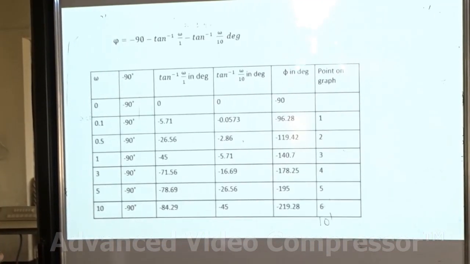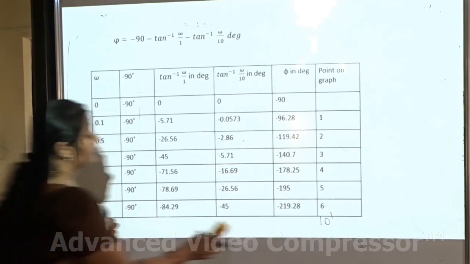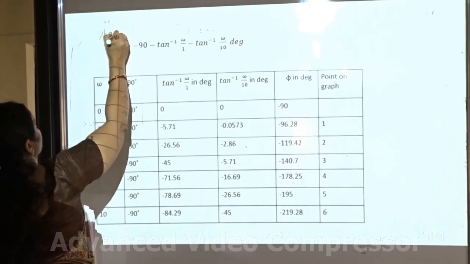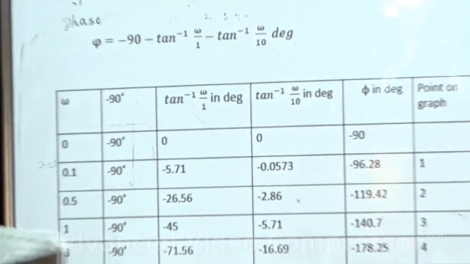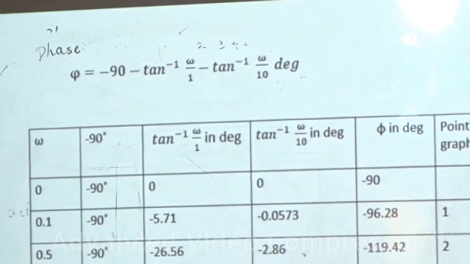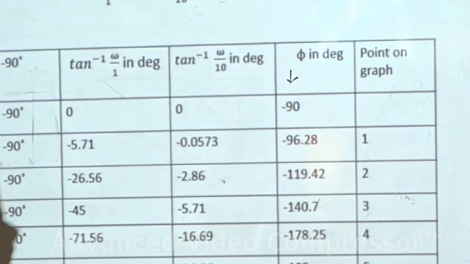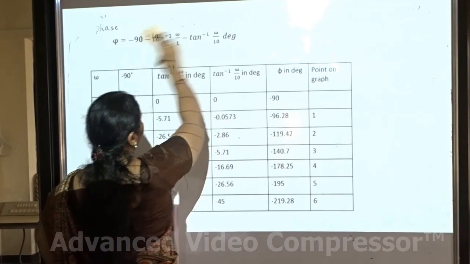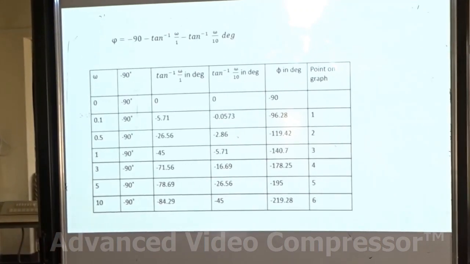After that we have to construct the phase table. That was the previous one, the magnitude table. Now we have to construct the phase table. From the phase table, for the equation at different values of omega, we get the total angle. This will be the total angle. Then you can mark the points 1, 2, 3, 6. The same thing can be marked on the graph.